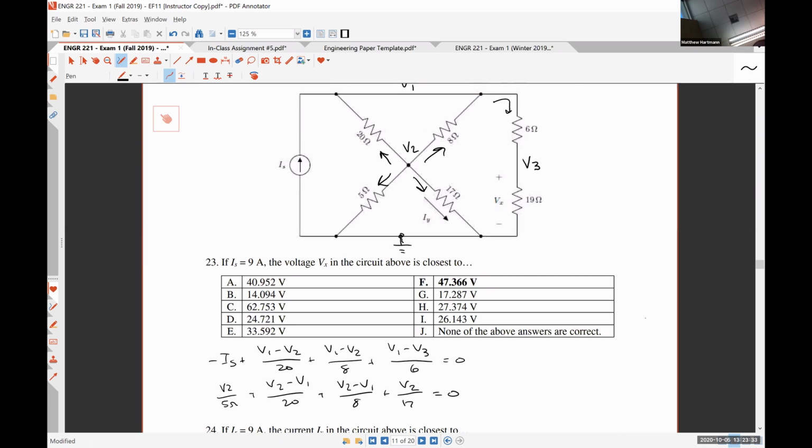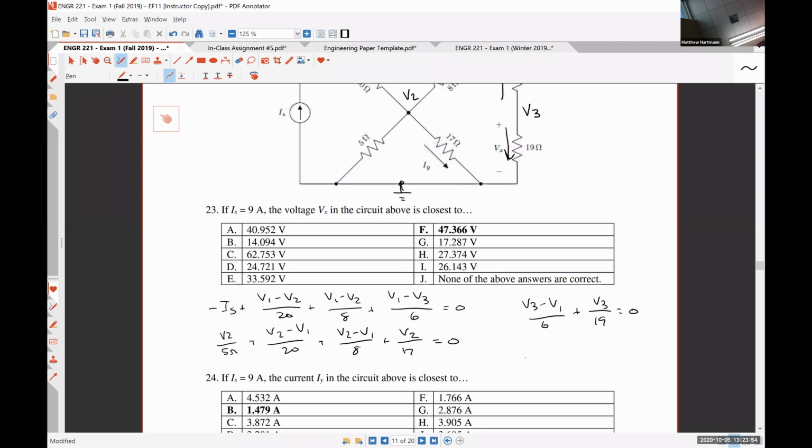At node 3, we're going to be looking for this guy and this guy. So that's V3 minus V1 over 6 plus V3 over 19 is equal to 0. And then solve things up. Vx is exactly equal to V3. Iy is V2 over 17.